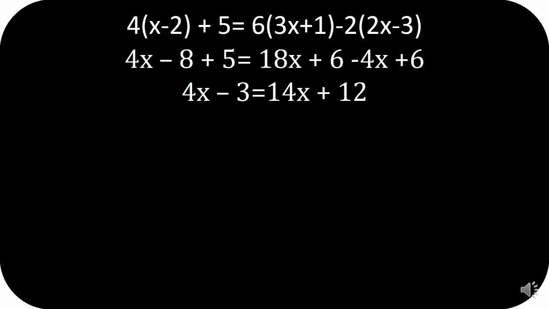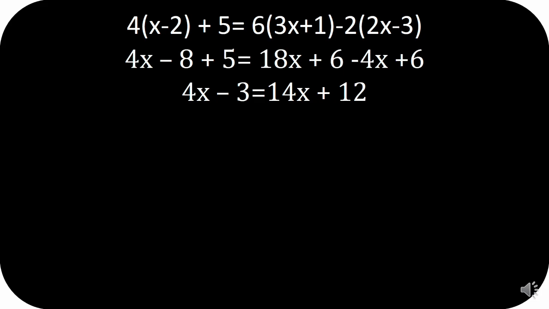Let's take it one after the other. Let's go back to the previous expression. On the right hand side, you will notice that we have 18x and minus 4x. 18x minus 4x is 14x. Then 6 plus 6 is plus 12. So on the right hand side, if I simplify that, it will give me 14x plus 12. That's how I arrive at 14x plus 12. Minus 8 plus 5 is minus 3. So the expression can now be written as 4x minus 3 is equal to 14x plus 12.